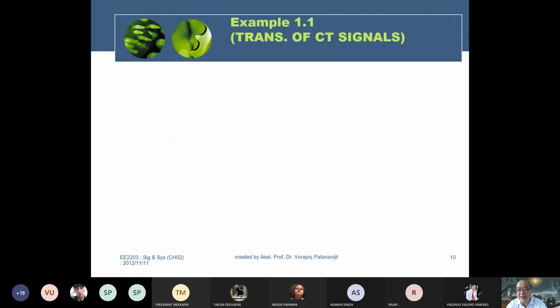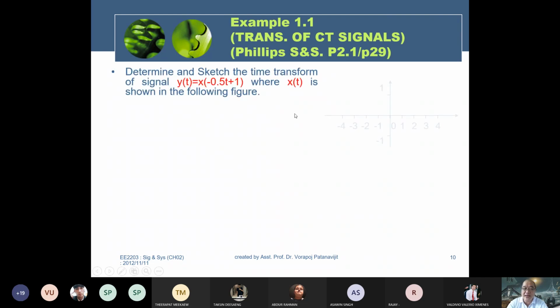In the case where you must process three transforms at the same time, determine the time transform of the signal yt shown here, where xt is shown in this figure. The minus here represents time reversal, 0.5 represents time scaling, and plus 1 represents time shifting. You must take reversal, scaling, and shifting. The key to the time transform is which step you should take first.